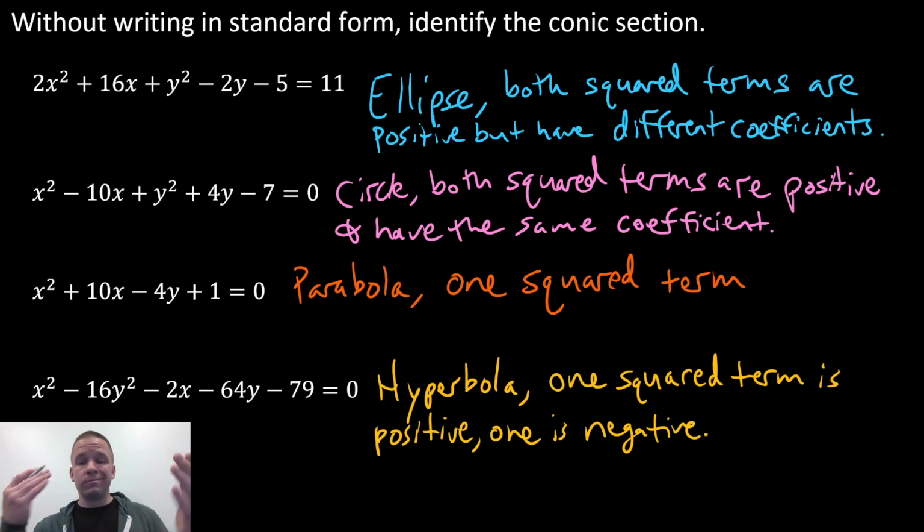Boom. Let's jot it down. All right, there we go. Hyperbola, one squared term is positive, one squared term is negative. Boom. There we go. We don't even need to worry about that number once again. The number that's there, the 16, doesn't matter. It could have been a 3. It could have been a 1. All right. But there we go.